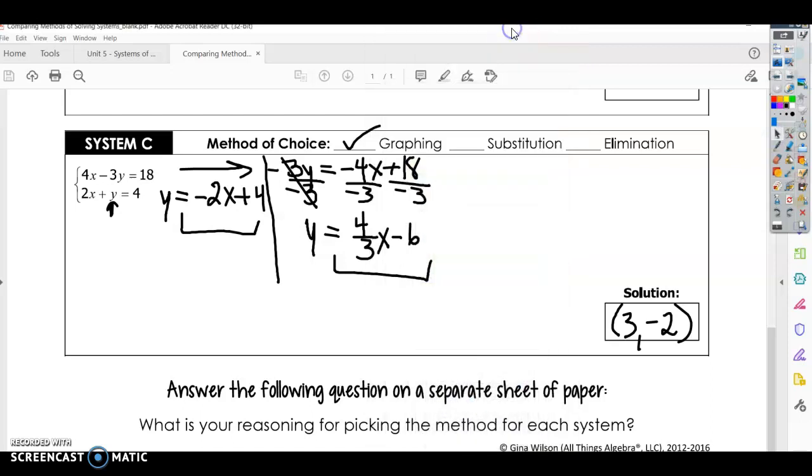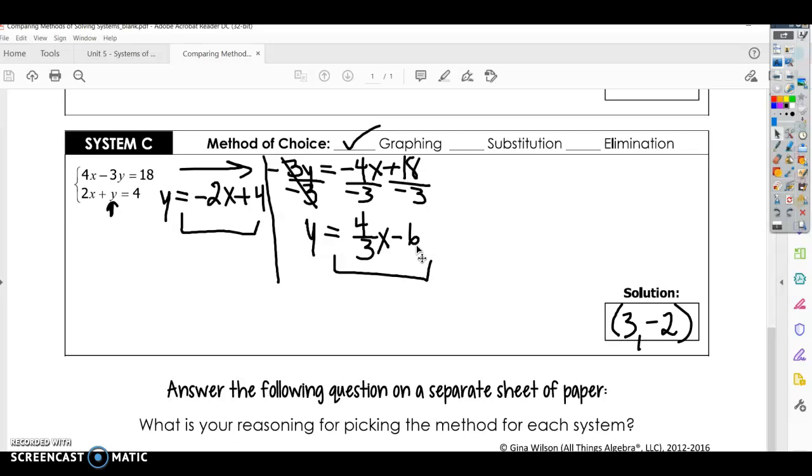All right, and for each of these, you can also go back in and plug these in and check them. So you can plug your 3 in here. So -2 times 3 is -6. -6 plus 4 is -2. So that works for that one. And then 4/3 of 3 is 4. 4 minus 6 is -2. So it works for that one as well.